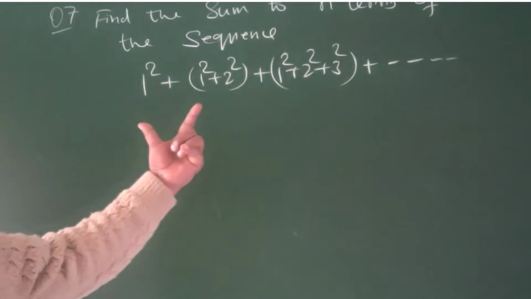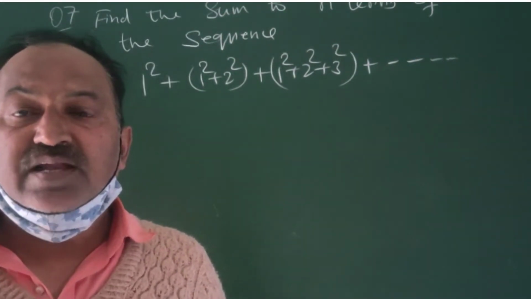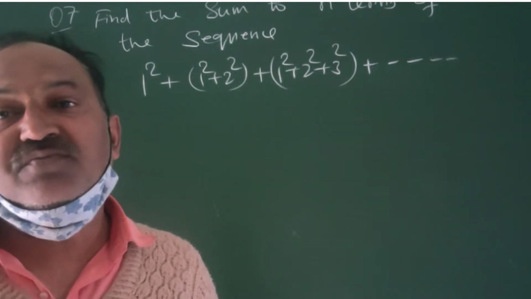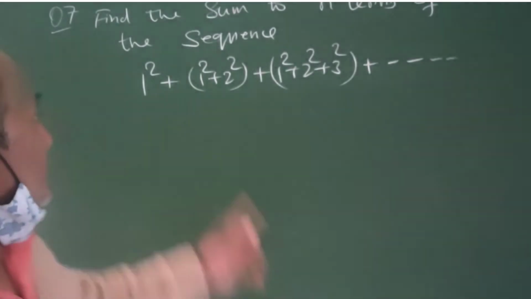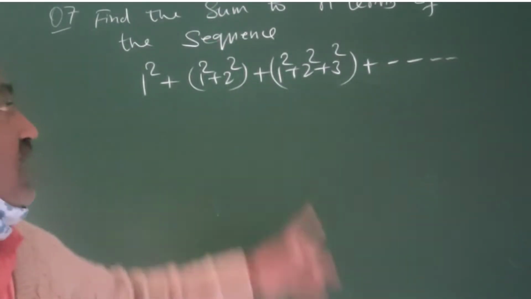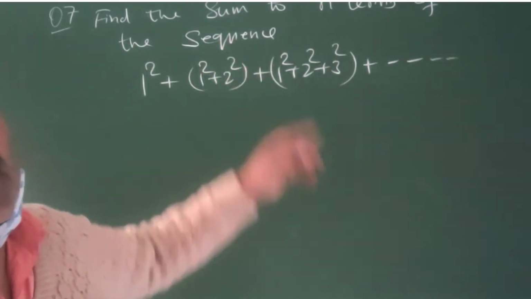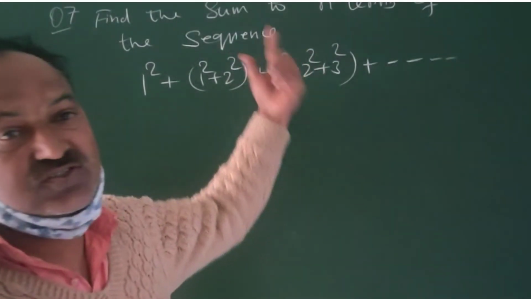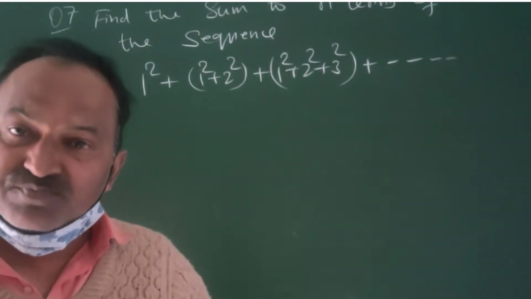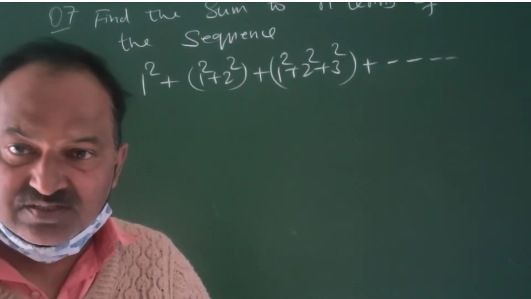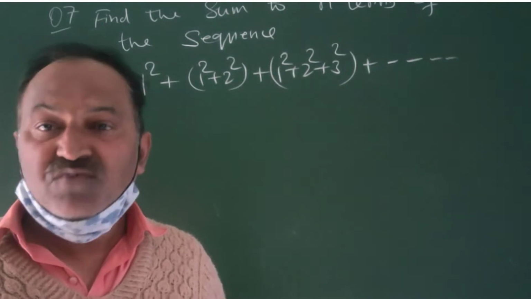So in this sequence we have to find the nth term. Then taking the sigma of the nth term, we will find the sum to n terms of the sequence. The first term is 1 square. The second term is the sum of the two numbers 1 square and 2 square. Third is 1 square plus 2 square plus 3 square, sum of the three numbers. Fourth will be 1 square plus 2 square plus 3 square plus 4 square. Fifth will be 1 square plus 2 square plus 3 square plus 4 square plus 5 square.